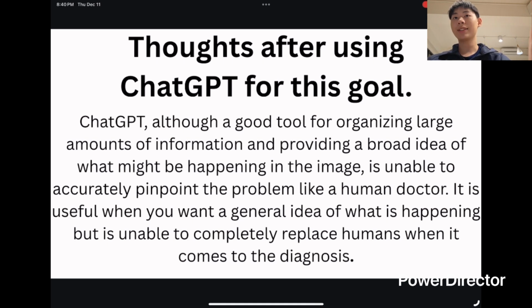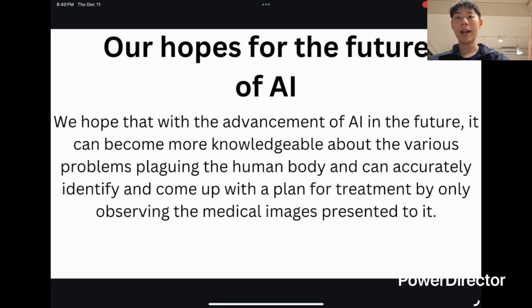And lastly, what are our hopes for the future of AI? We hope that with the progression of AI, these types of generative AI can get more and more accurate. They can get more and more knowledgeable. They can expand their databases. So this way, they can know more about what problems are plaguing the human body and fix the cons we mentioned just now, which is not being able to identify what is going on in the picture. This is something that we hope the future of AI can hold for us.